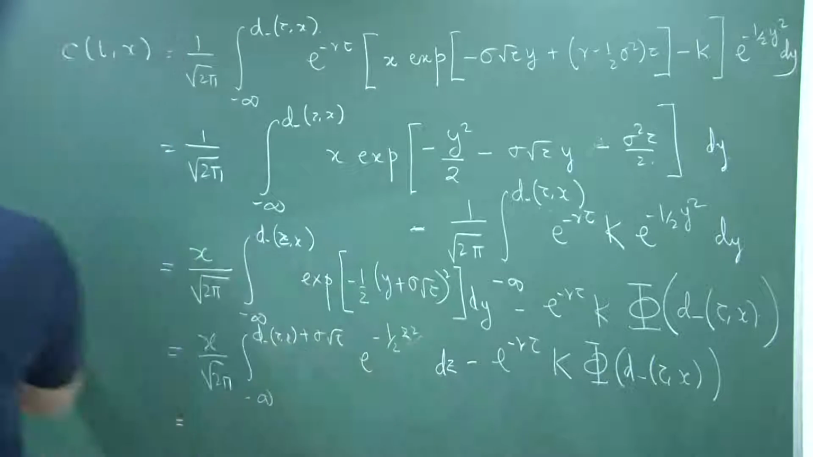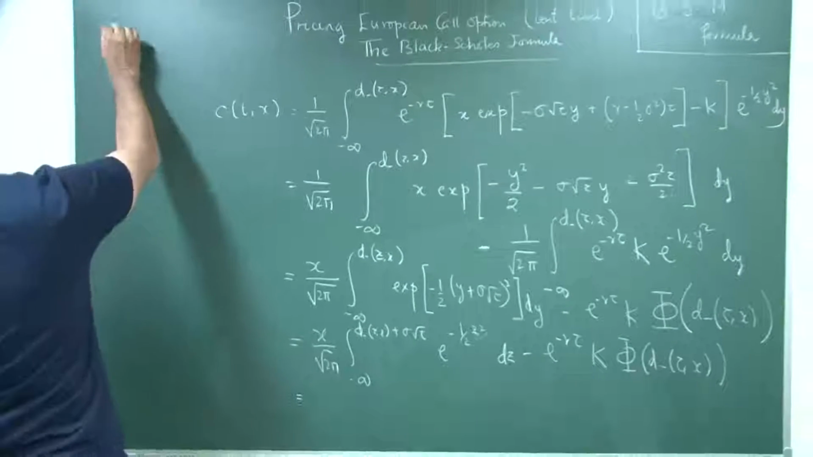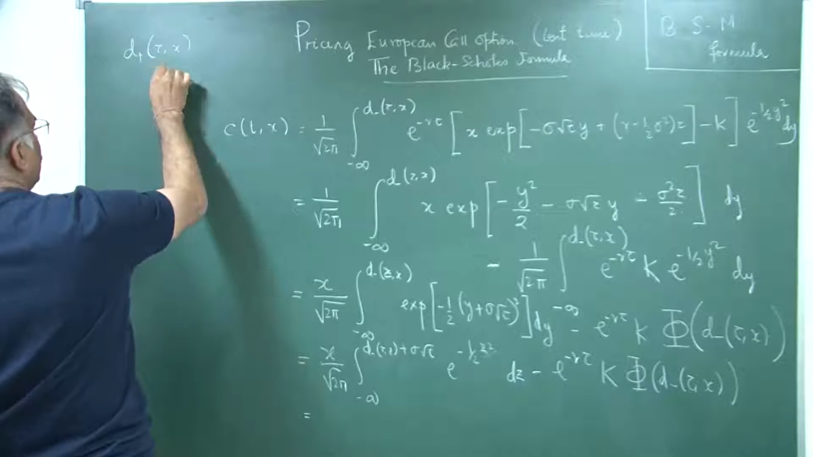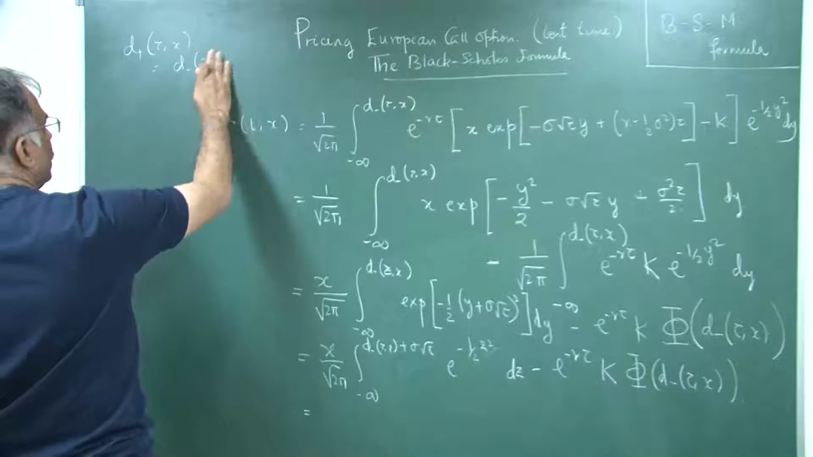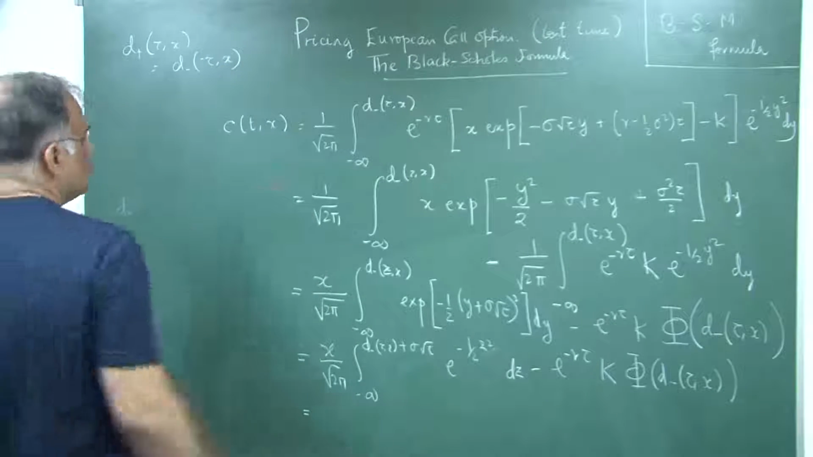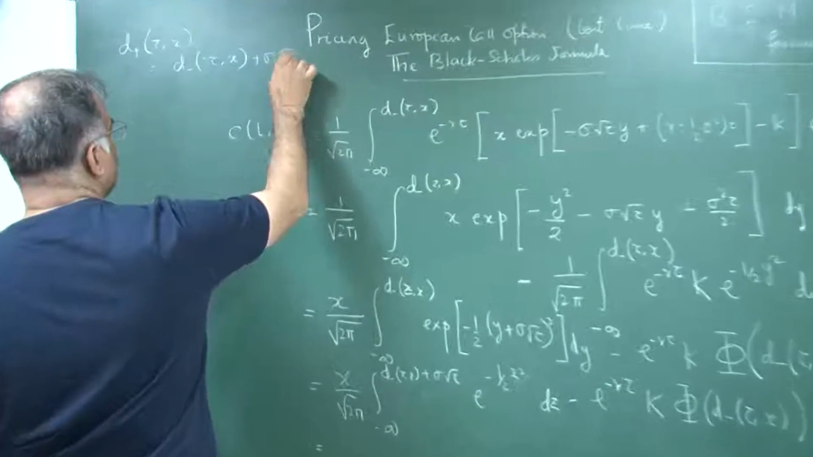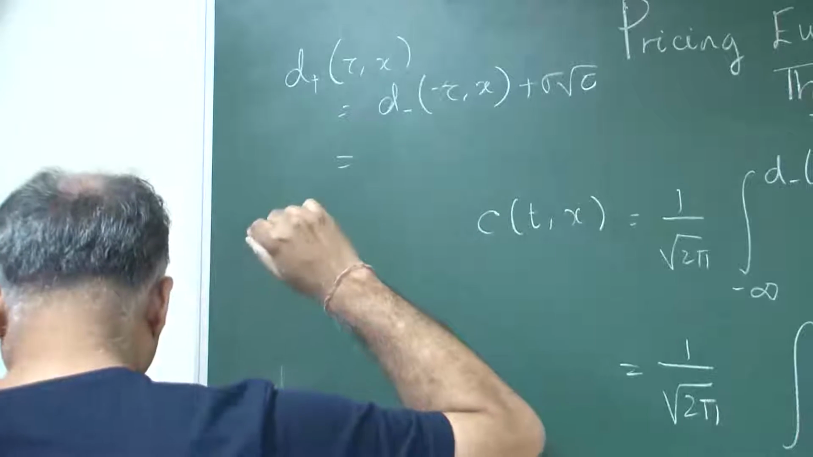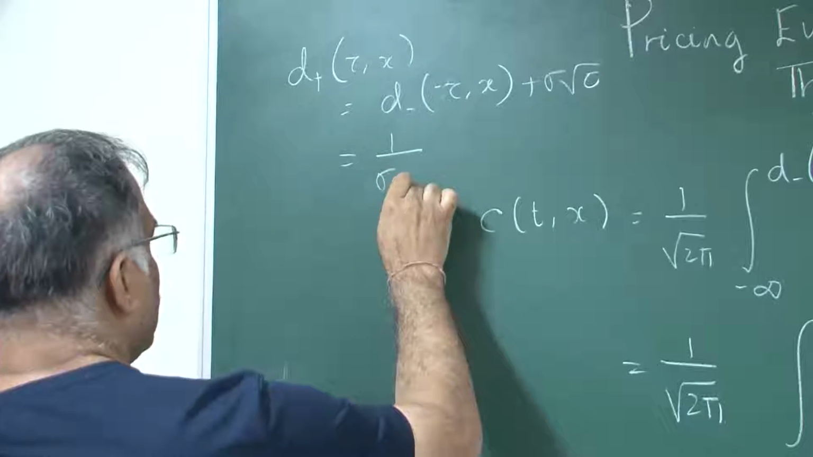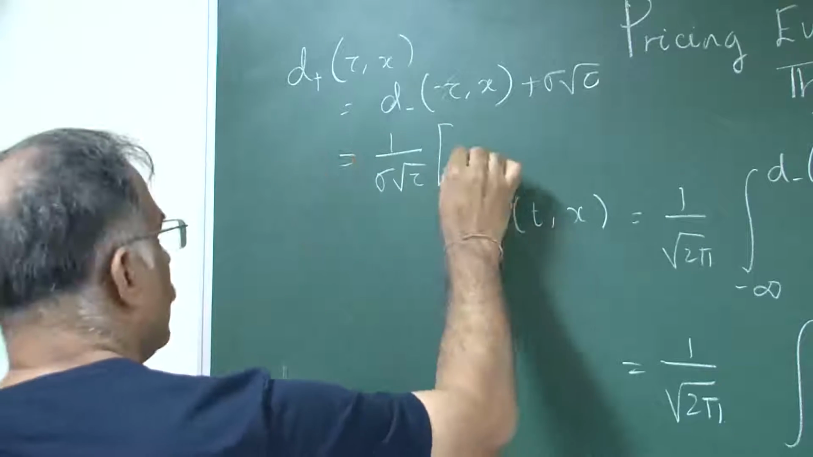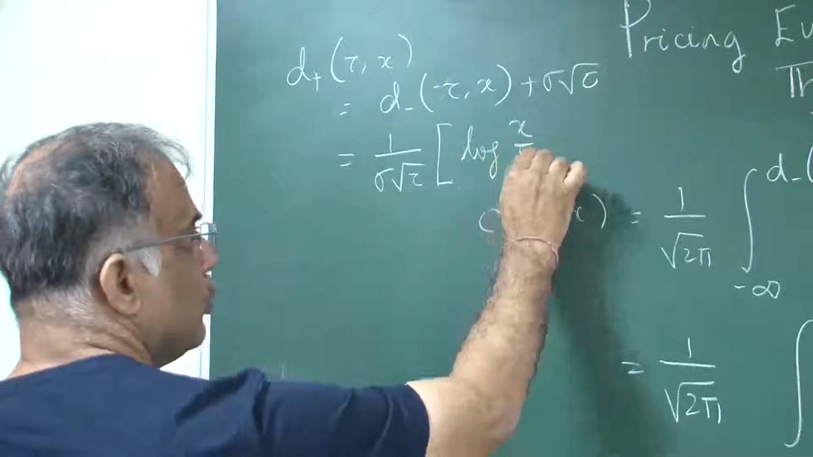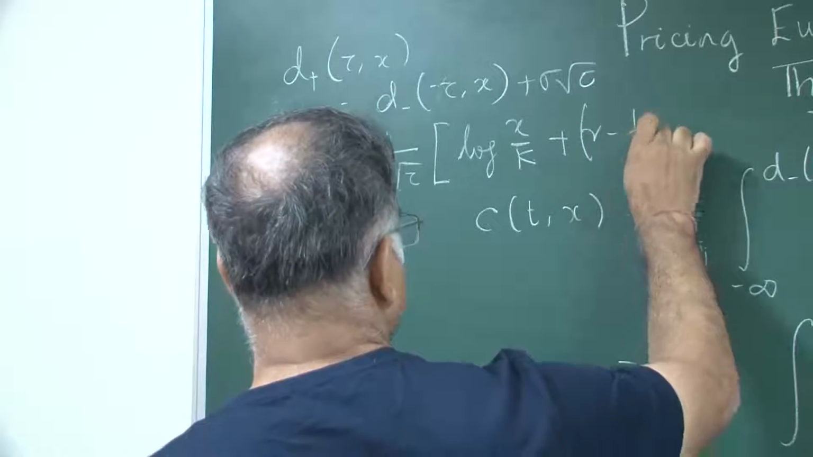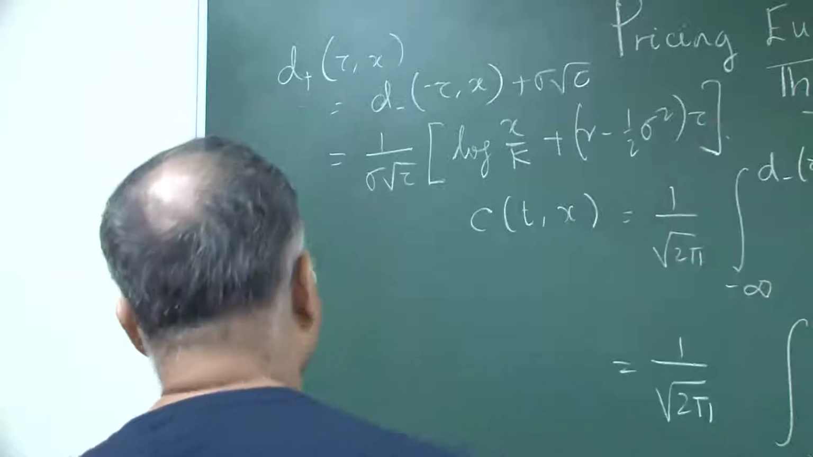So, suppose I write that d plus of tau x is equal to d minus of tau x plus sigma root tau, and that would give me, if you do the simple calculation, 1 by sigma root tau log of x by k plus, same thing, only the minus changes to plus, r plus half sigma squared tau. I think it is just a plus minus adjustment.